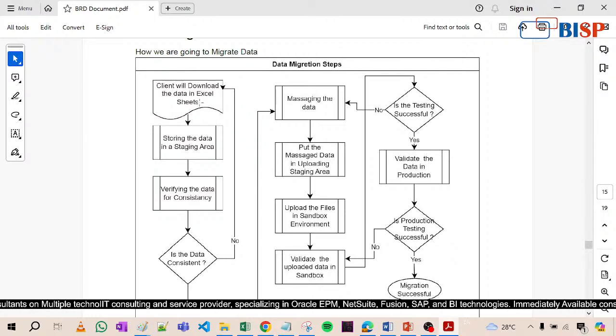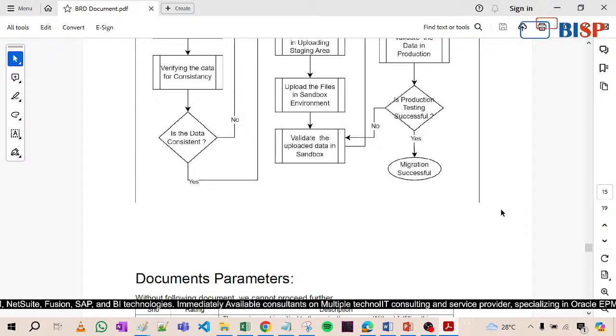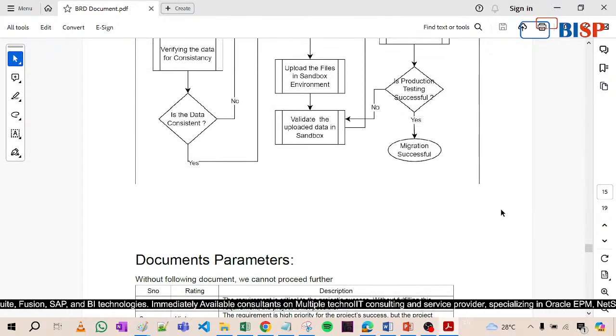Like here, the client will download the data in an Excel sheet, then store the data in a staging area, then verify the data for consistency. Is the data consistent? Okay, yes. If no, then again go to the first level and put the data in the uploading staging area. After that, upload the files in the sandbox environment and validate the uploaded data to check that the testing is successful. So everything is defined here.